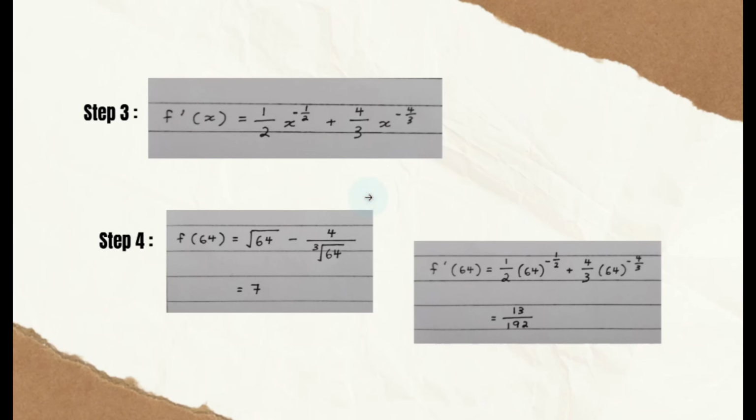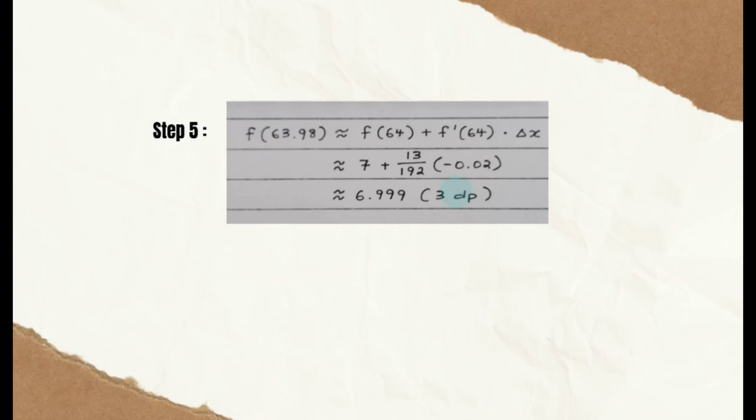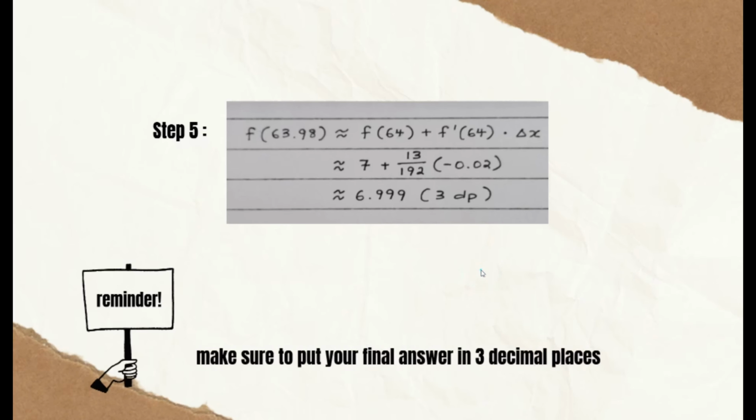Like this. And for the last step, we substitute all the values into the formula. The answer for this question is approximately 6.999 in 3 decimal places. So when you do this kind of question, you need to remember to put your final answer in 3 decimal places.